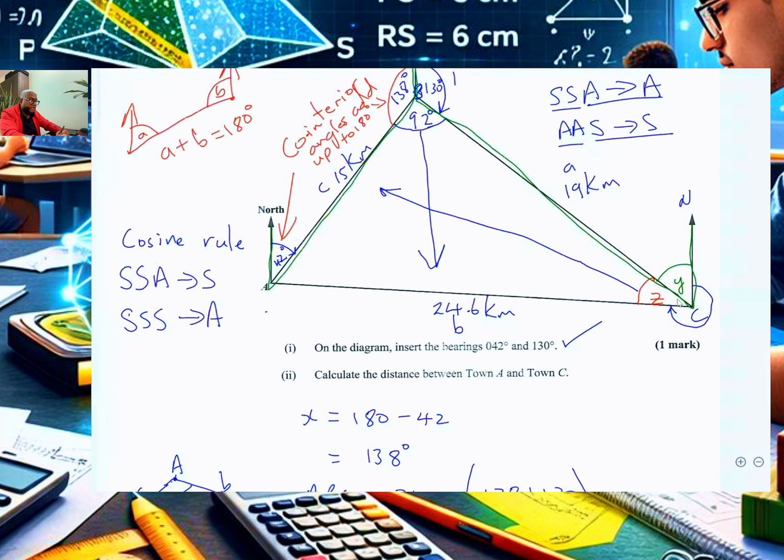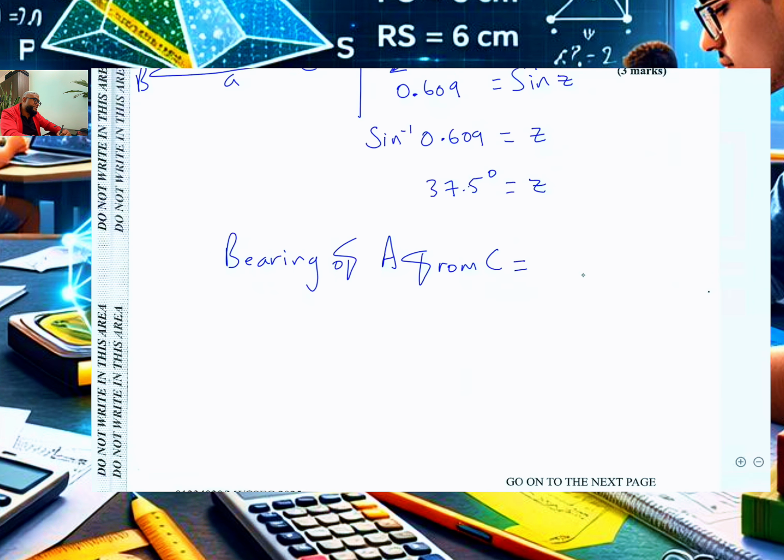So we found Z, we found Y. Let me put them in here. So add up the 37.5 and 50 and minus it from 360. 360 minus, it was 37.5 plus 50. And we're getting 272 what? And this would be our bearing, so it will be degrees.